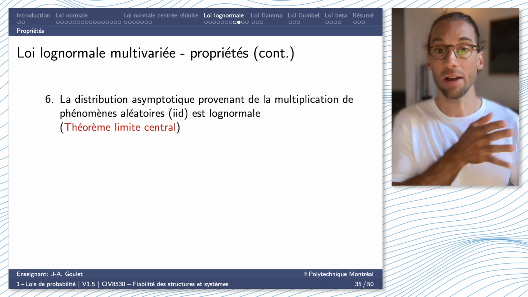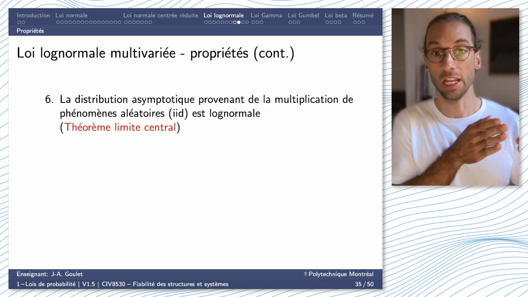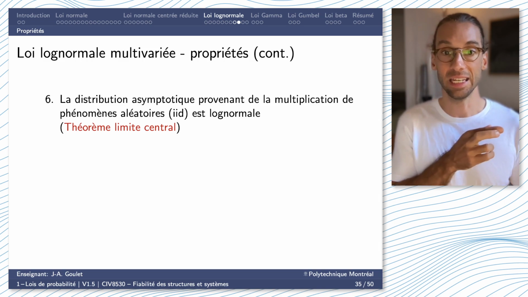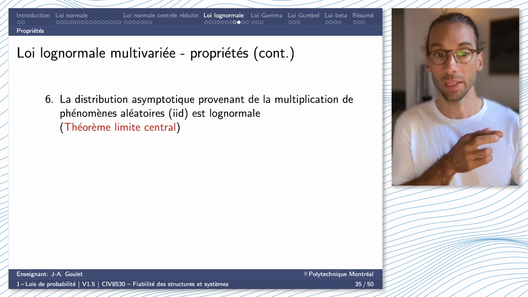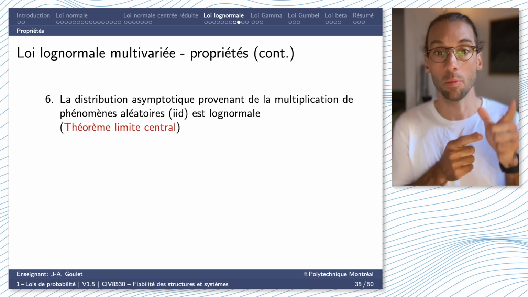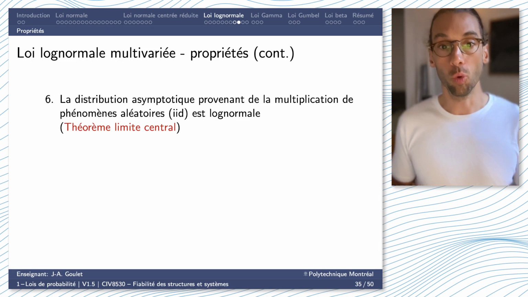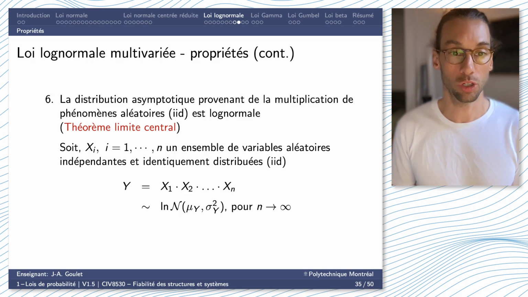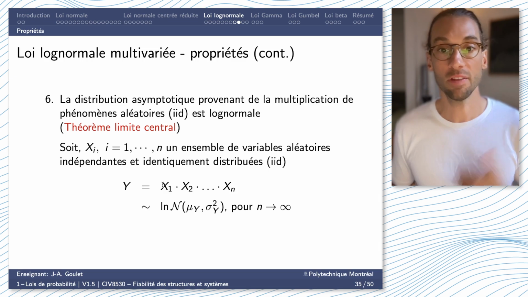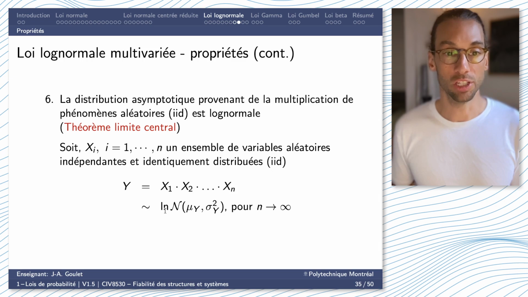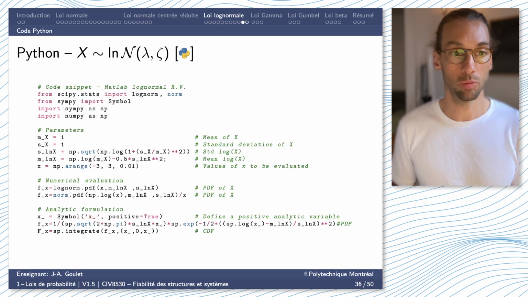In the case of the Gaussian or the normal, the infinite sum of IID distributions would lead to a normal. In the case of the log normal, the product of infinitely many IID distributions will lead to a log normal distribution. So if I have the infinite product of x1 to xn, they're all IID, the result is going to be a log normal distribution.